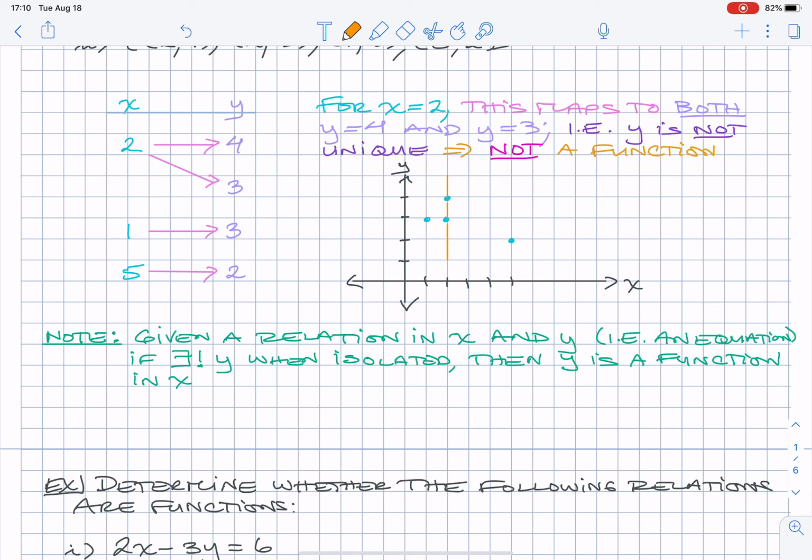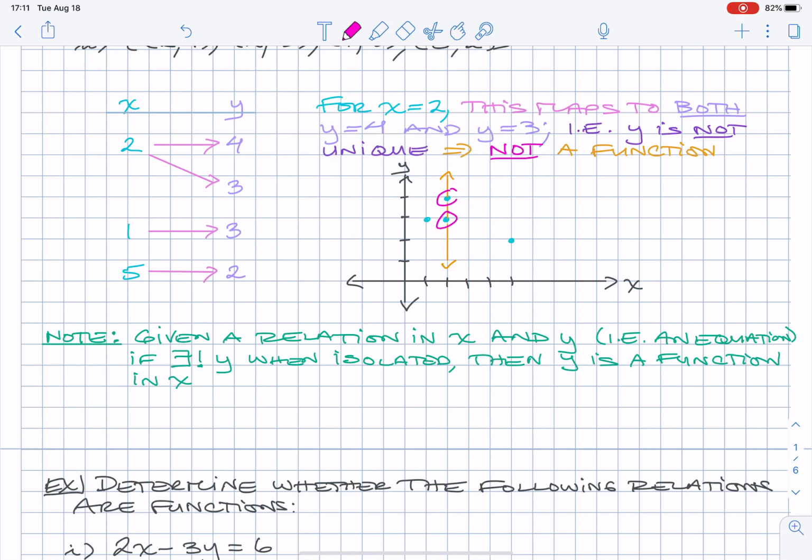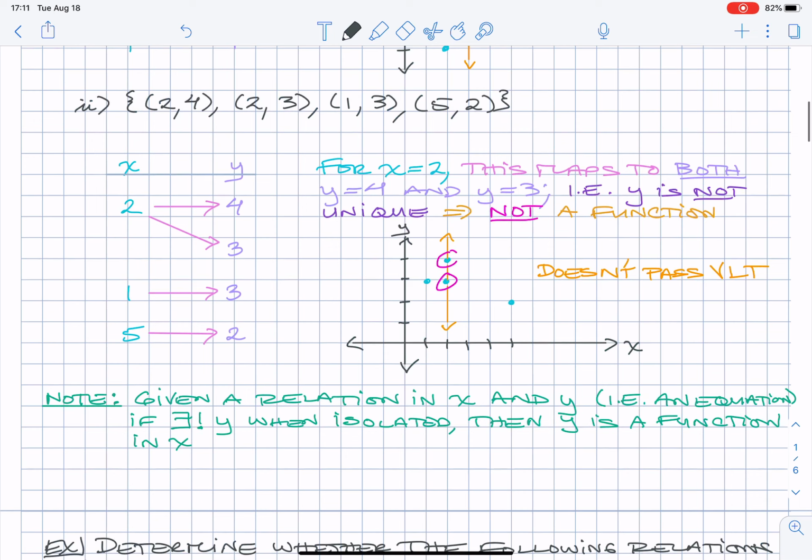Do you agree that this does not pass the vertical line test because I've intersected 2 points? So it doesn't pass the vertical line test, VLT. Okay, so hopefully we remember that for functions. So that's just an aside for you guys to remember.